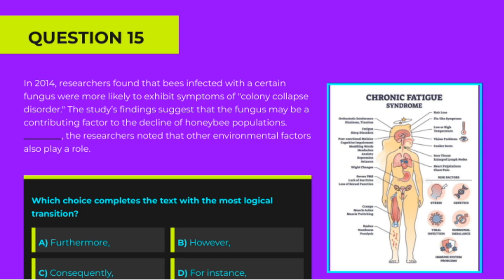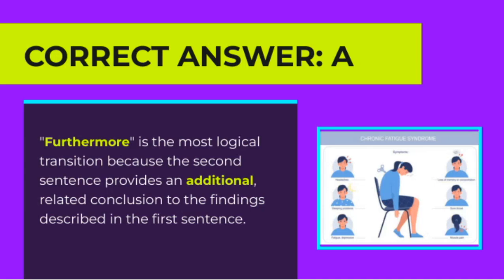Now, let's look at why "furthermore" is the most logical transition here. This word helps us see that the second sentence isn't just an unrelated point. Instead, it adds to what we just discussed. It provides an additional, related conclusion that deepens our understanding of the findings from the first sentence. Using "furthermore" helps us see the connection between the ideas clearly, making the overall argument more cohesive.